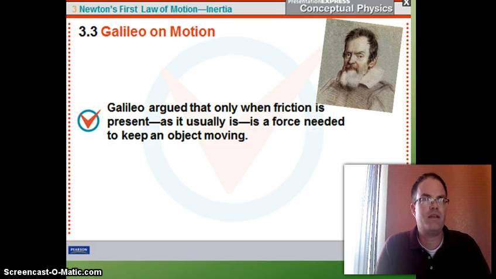Later, in the early 1600s, thereabouts, Galileo took a more scientific approach to defining motion, and he argued that only when friction is present, as it usually is, and we talked about that on the first slide, is then when a force is needed to keep an object moving. Otherwise, objects tend to just keep moving. He used the following reasoning.